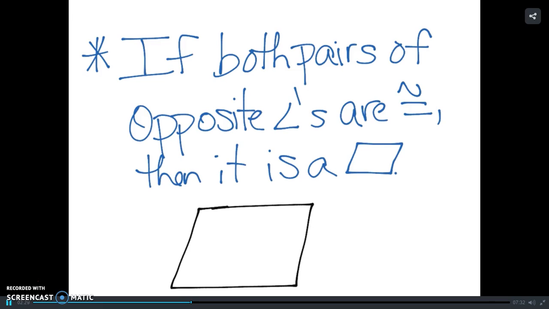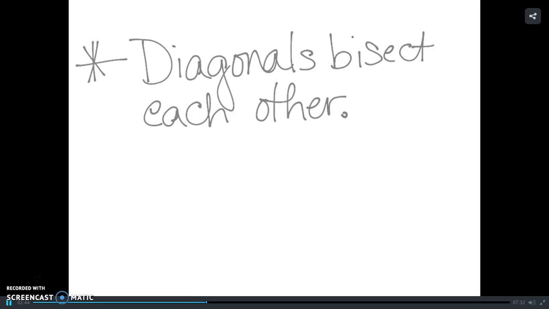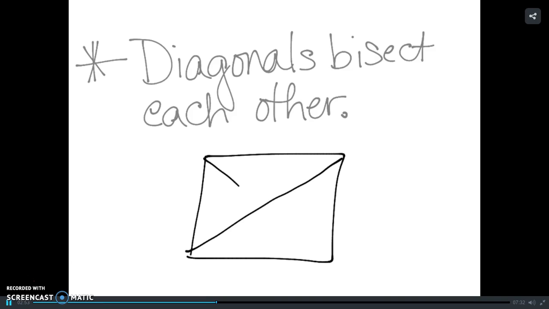Then, if you know that both pairs of opposite angles, so it'd be like this angle and this angle, and this angle and this angle, are congruent, then you would know that you have a parallelogram. Okay, let's look at test number 3. Test number 3 says if you have a quadrilateral and its diagonals bisect each other, so we've got our diagonals marked on here, and I can tell that this diagonal has been cut in half, and this diagonal has been cut in half, then I know I have a parallelogram.